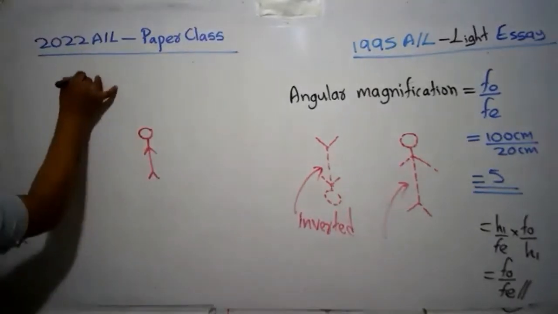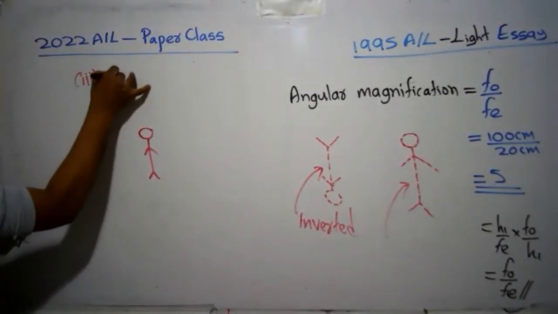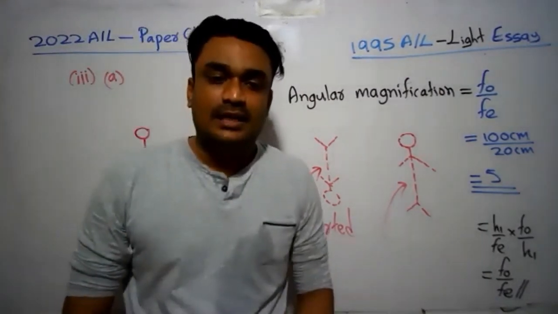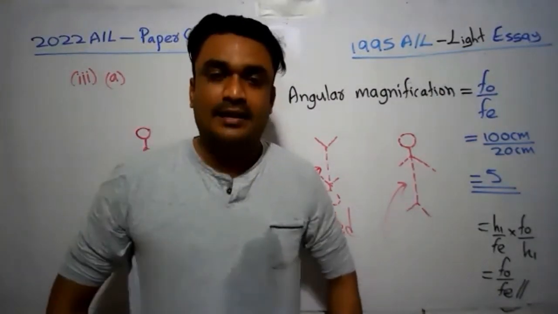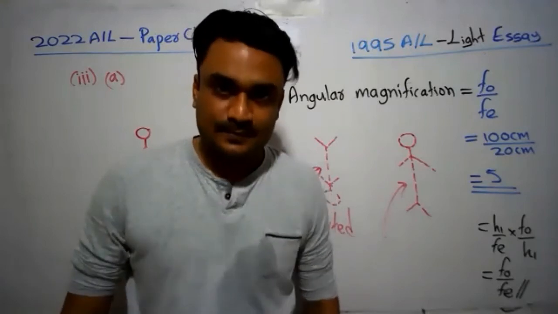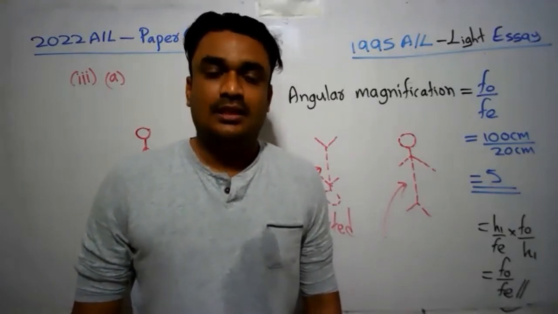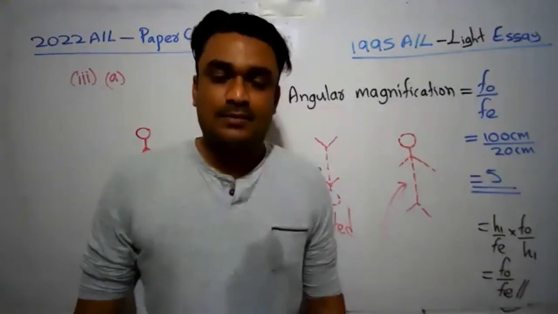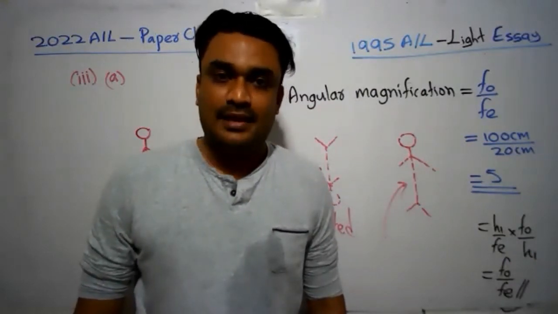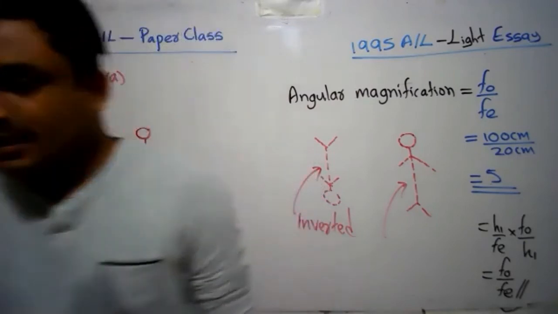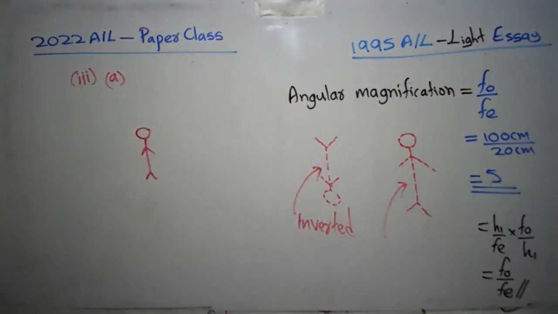So Roman number 3, sub-part A answer, please write: when the third converging lens is used, the final image will be erect. That's the reason, right? They ask why it is convenient. I have given the answer for sub-part A. Now read sub-part B.